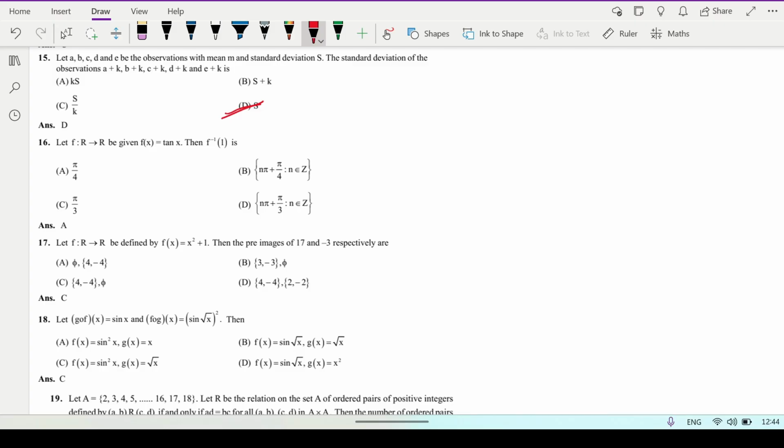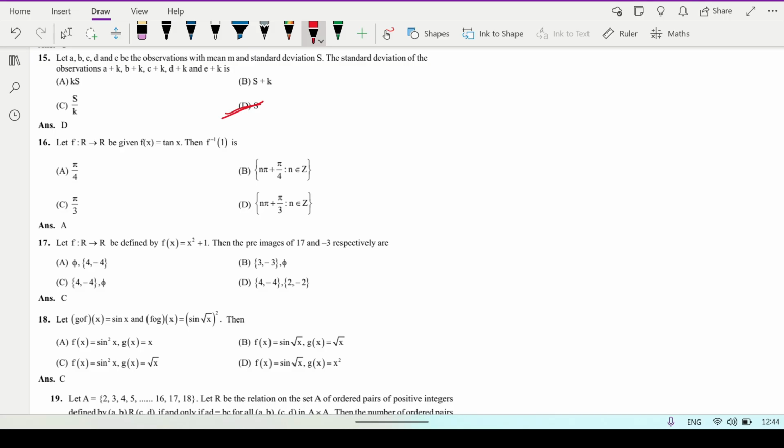We don't add or subtract or multiply, divide. We don't do anything. Standard deviation will remain as it is. But mean will change. They have not asked us about mean. They have asked us for standard deviation. It remains the same. Next one.